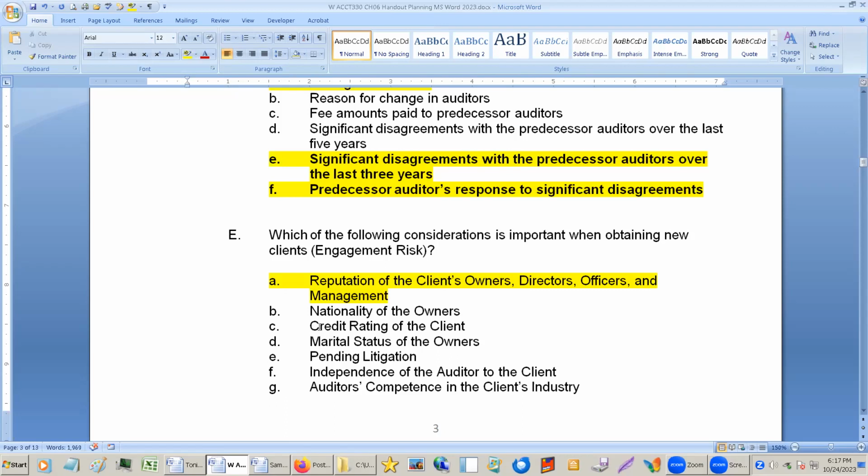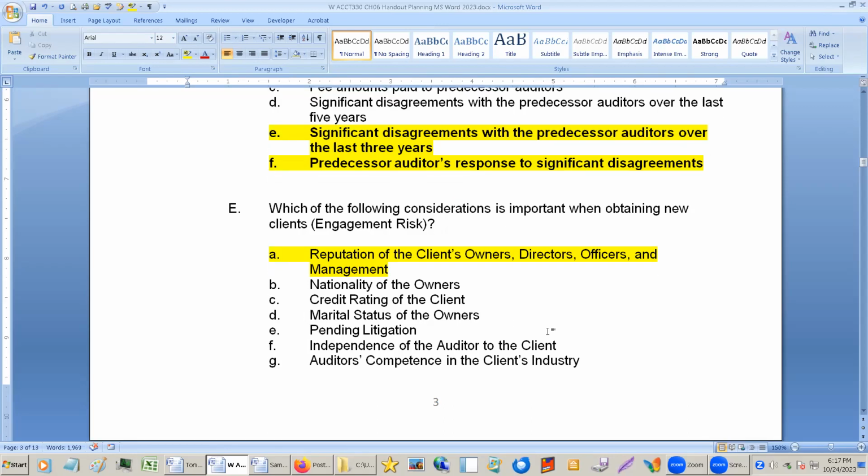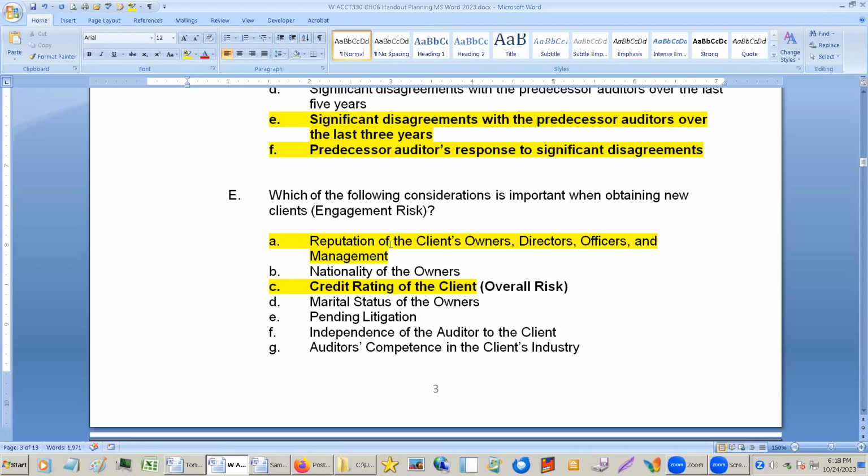B, nationality of the owners. No. C, credit rating of the client. This is a tricky one. No. Actually, it's going to be yes, and I'll tell you why. It may have something to do with the risk of the audit, the overall risk. Someone who's doing poorly financially may be in a position of, not to say that they would be dishonest, but they certainly have maybe more of an incentive. Okay, D, marital status.